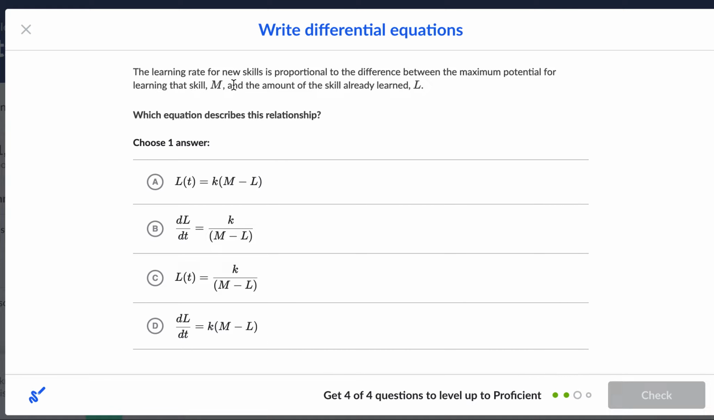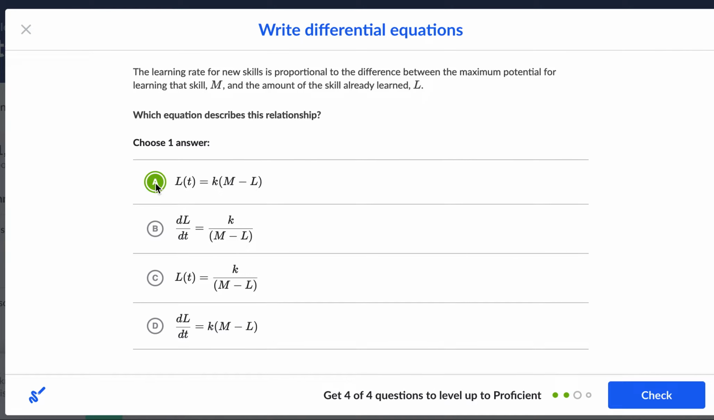The learning rate for new skills, here's the learning curve, is proportional to the difference between the maximum potential for learning that skill. Okay, the difference again is subtraction between the most you can possibly learn and the amount of skill already learned. This is totally what they call the learning curve. All right, which equation describes this relationship? Well again, you're going to have a constant of variation in all of these, and then the difference between the maximum and the amount learned is just the difference between M and L.